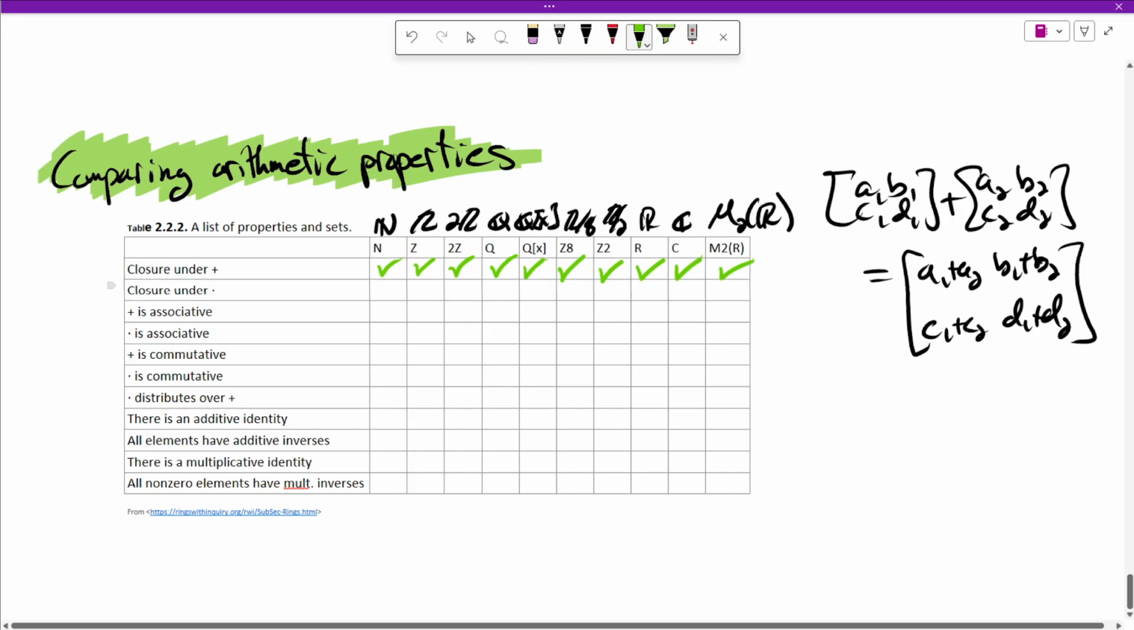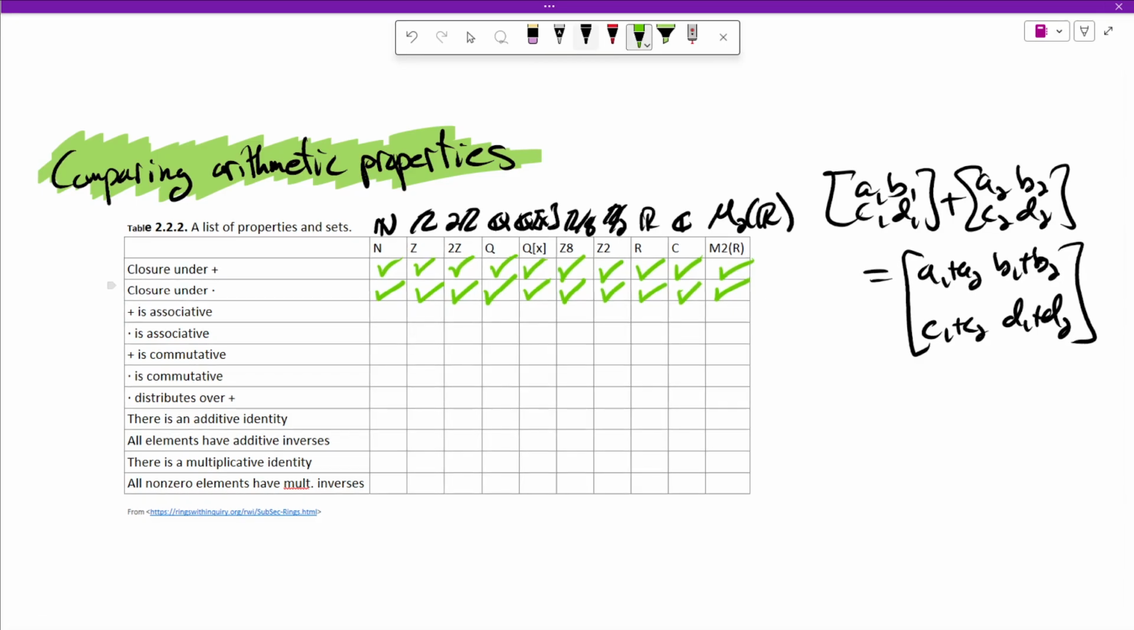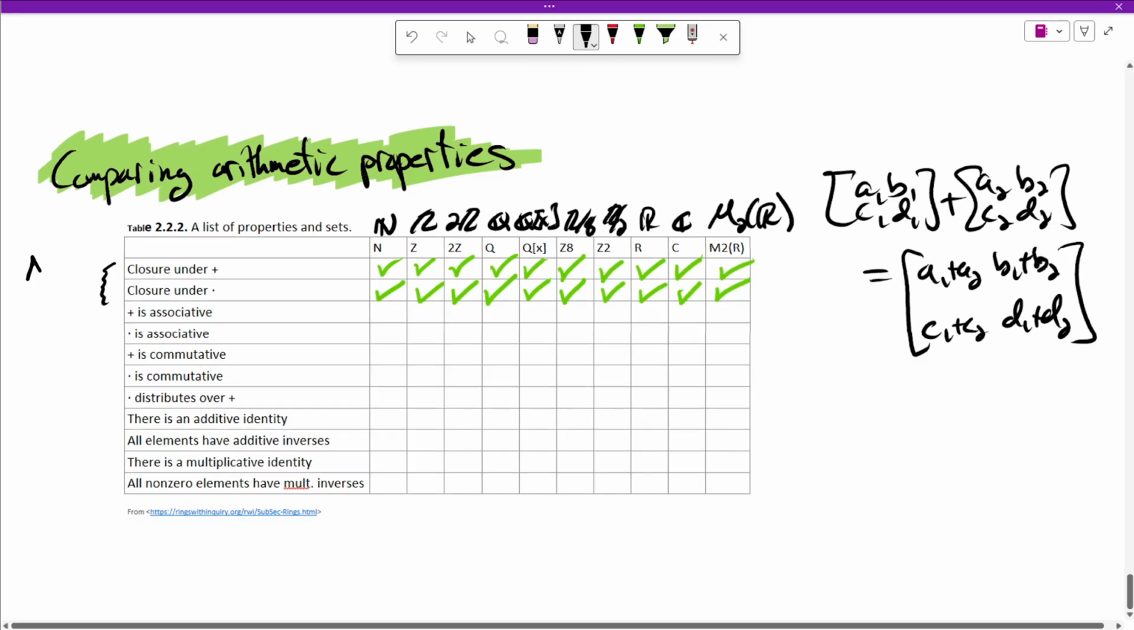What about times? If I multiply two natural numbers, we again get a natural number. Same with integers, same with even numbers, same with rationals, same with polynomials with rational coefficients, same with Z mod 8, same with Z mod 2, same with R, same with C, same with 2 by 2 matrices. These first two rows are just saying that we can do arithmetic. There's a plus and there's a dot. So we have some arithmetic operations. Now we're going to check, do they behave like normal arithmetic?